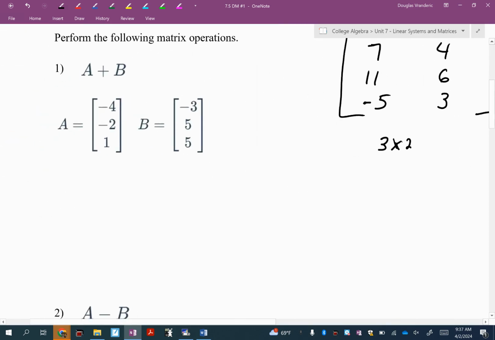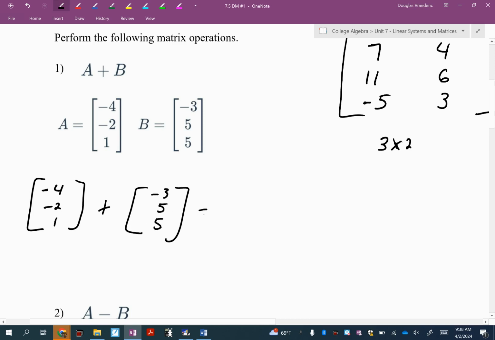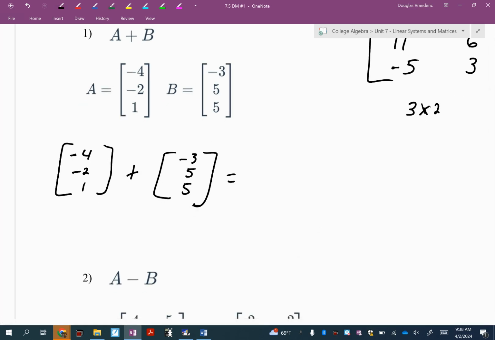All right, so let's look at this first one. The first one says to do A plus B. The first thing I'm going to ask you is what are the dimensions for the first matrix, matrix A? 3x1. What are the dimensions for the second matrix? 3x1. What do you notice about those rows and columns? They're exactly the same. So is this possible? Yes.